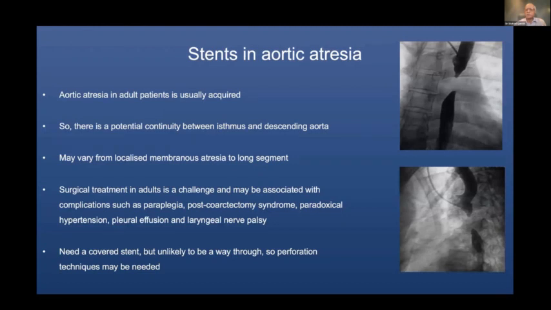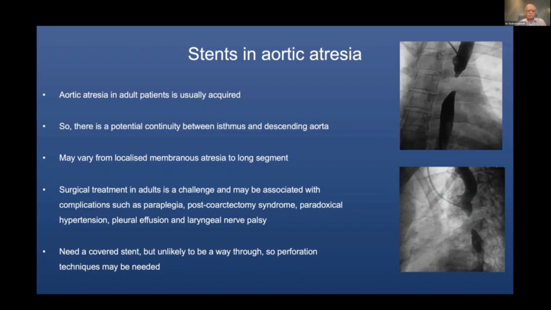Now, in adults that we're dealing with, atresia of the aortic arch is usually acquired. That's entirely different from newborn babies with aortic arch interruption or atretic arch. In the adults, there is a potential continuity between the isthmus and descending aorta, and that continuity or the patency may vary from a localized membrane to a very long segment, as you can see in these pictures here.